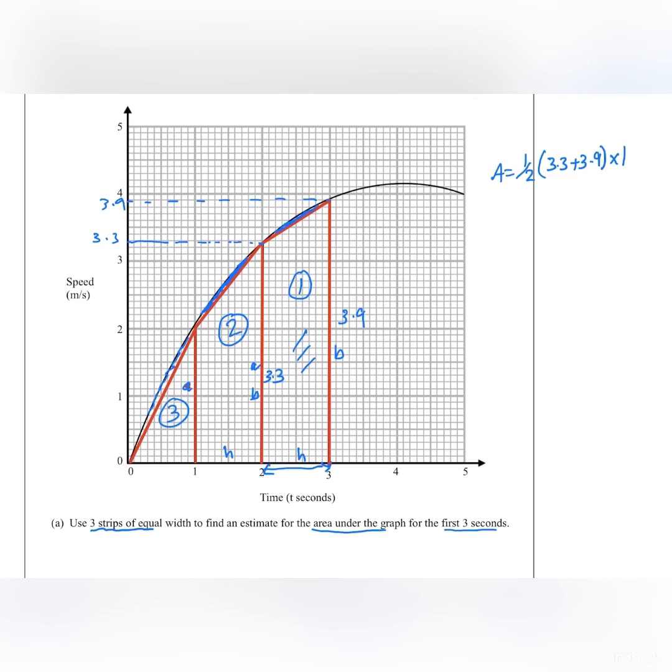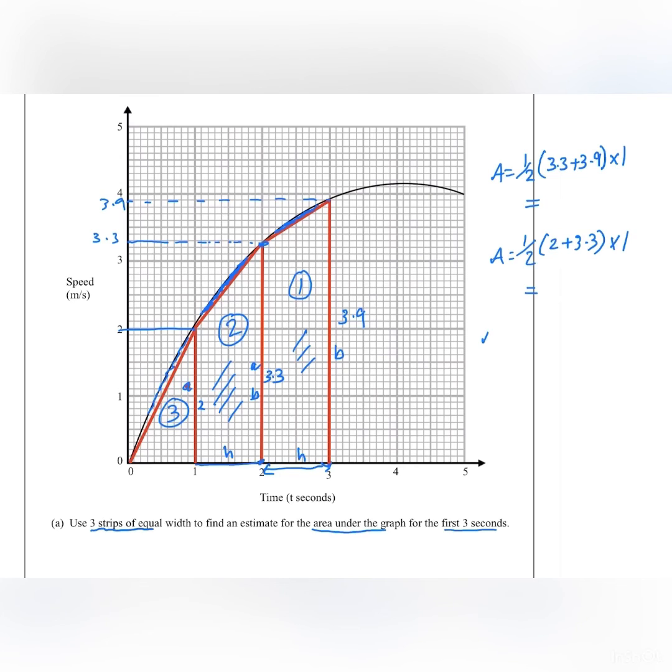So that's one area we need to find. The second is the area of the other trapezium, which is the one here. Now A, I'm going to take that as 2. So that would be 1/2 (2 plus 3.3), where 3.3 is the side we already got, and then the vertical height of the trapezium is 1 again. So that's area 2 that you need to work out.